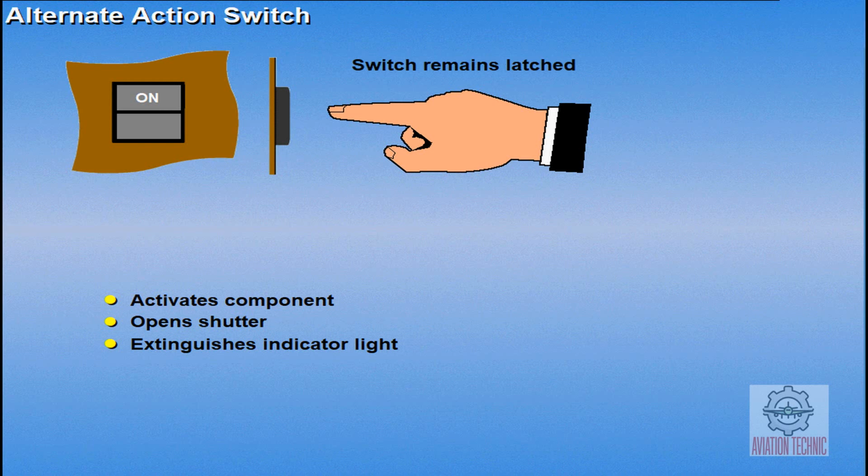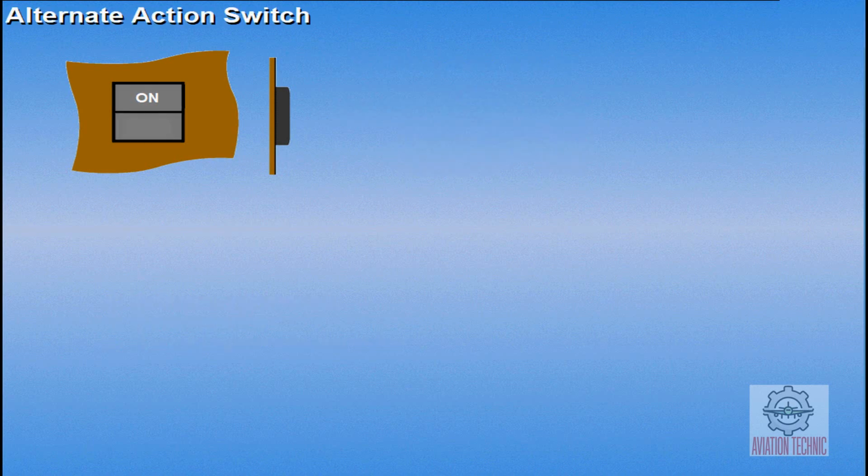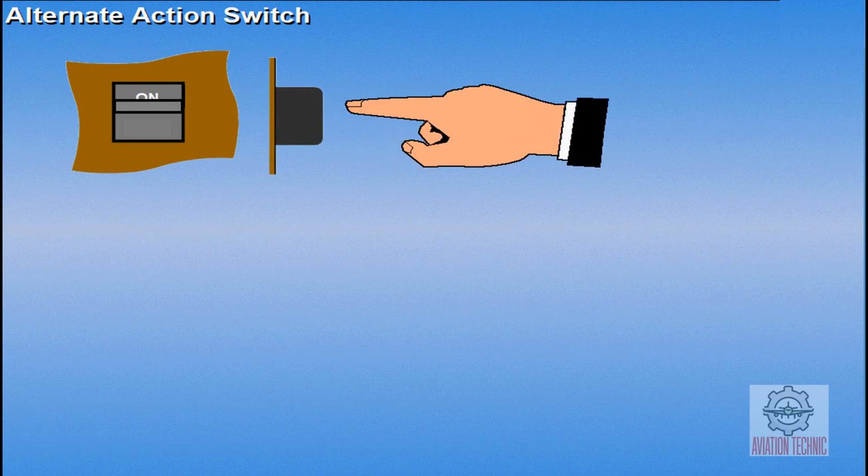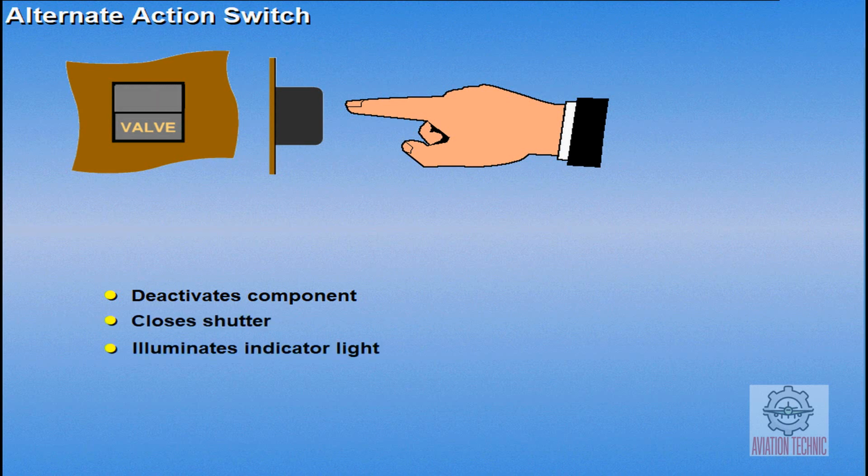When released, the switch remains in the latched position. When pressed again, the switch returns to the original unlatched position. The system is then deactivated, the shutter closes, and the system status or switch indicator light usually illuminates.